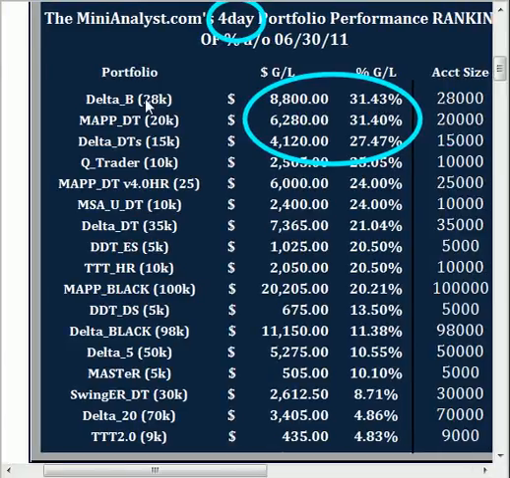Delta, that's actually the Delta B. That's closed. MapDT, the venerable MapDT, that's closed. Delta DTS is open and available to subscribe.